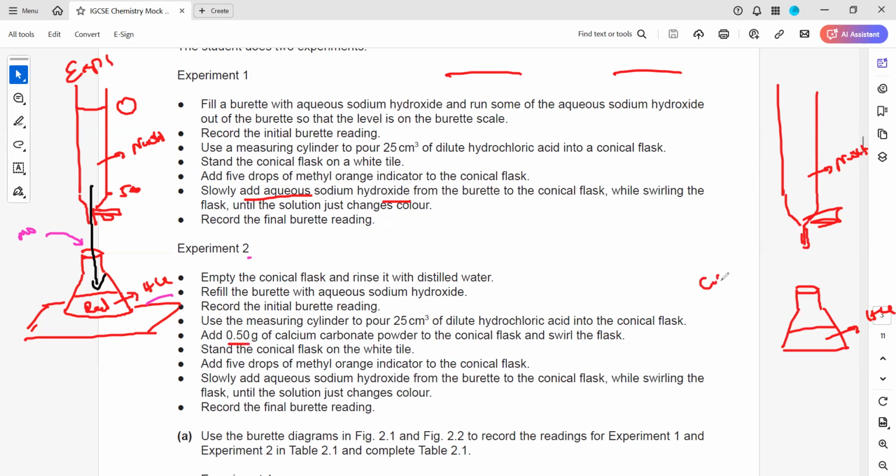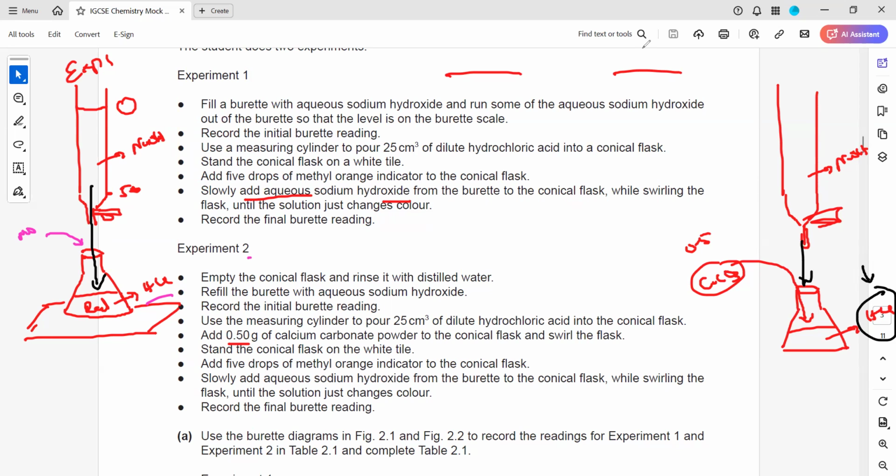Now, what will happen? What is the effect of adding 0.5 grams of calcium carbonate? The calcium carbonate will react with an acid. So some of the acid will be reacted with calcium carbonate. So the moles of the hydrochloric acid in the solution will decrease because the acid can react with the carbonate. Then we add methyl orange. Again, we add an indicator and then we add sodium hydroxide from the burette.